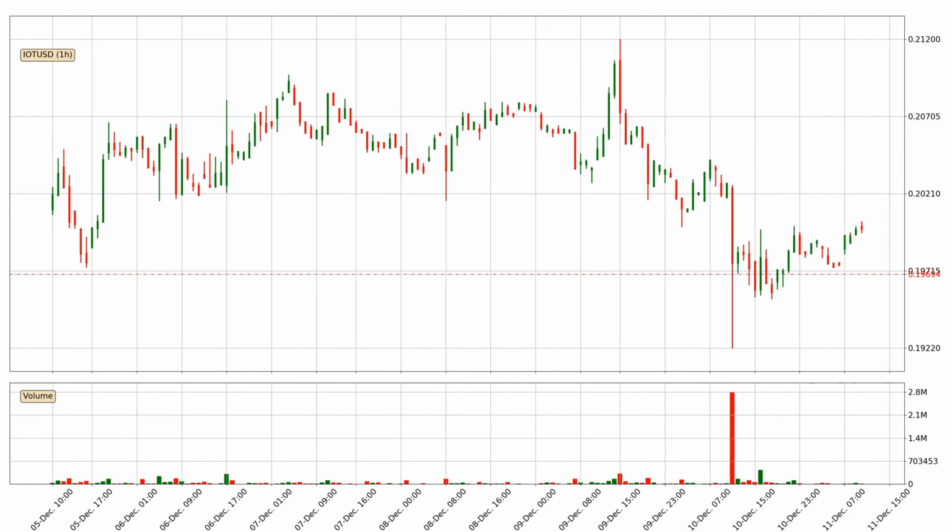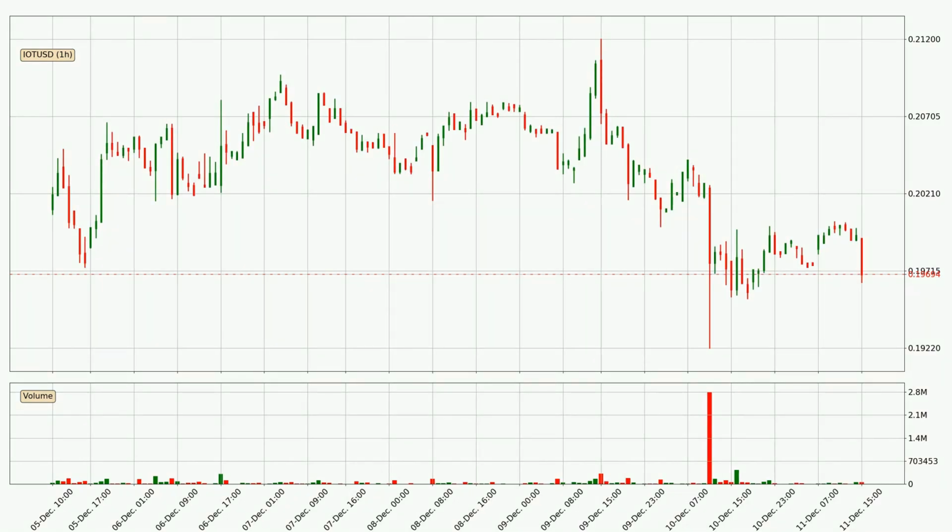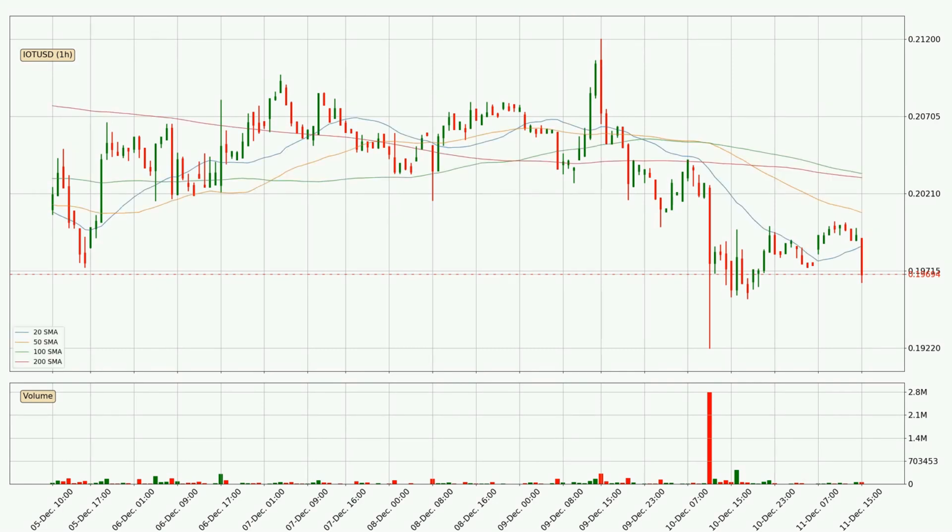Let's get started. By taking a closer look at the hourly time frame for IOTA, the price went down only slightly, by about 0.8% in the last 24 hours, and has a current price of 19.7 cents. Looking at the hourly simple moving averages, the price broke the 20 SMA to the downside, but the volume wasn't very high, which means it is not a very strong signal.